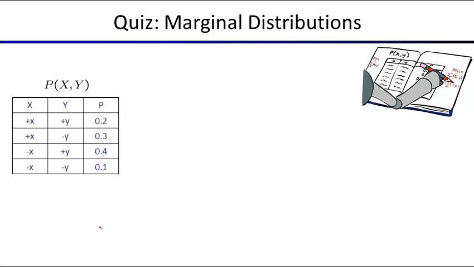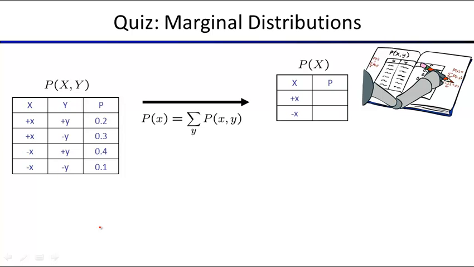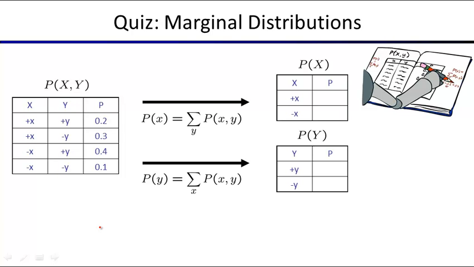Okay, let's do a quick quiz again. Marginalization for this new table here. We have x and y. We should be able to read this off, so let's just have you call it out. How about this one here, plus x? 0.5, sum of these 2 entries, minus x, plus y, 0.6, and then minus y. All right, it's going great.